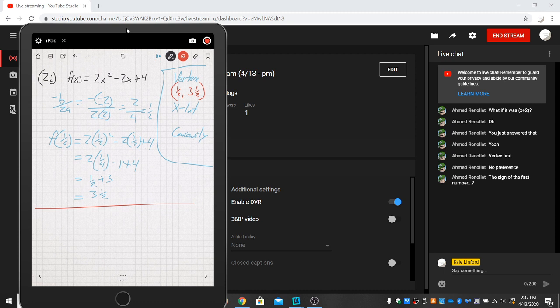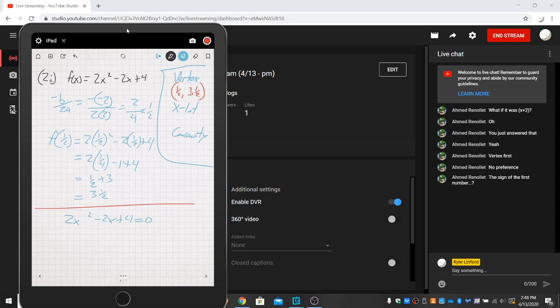You could, if you want, if you're like, nah, I don't want to remember that. I prefer just putting it in vertex form. I'm fine with completing the square. I just want to go for it. That's fine. Go ahead and do that. But here's an alternative technique that we can use. Now, let's go ahead and find the x-intercepts. That's when f of x is equal to 0. So when is 2x squared minus 2x plus 4 equaling 0?